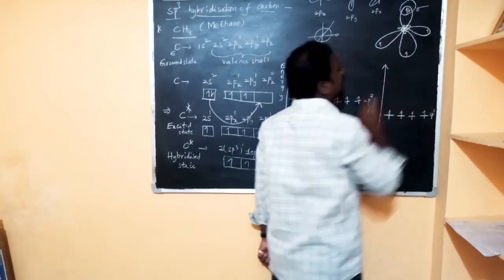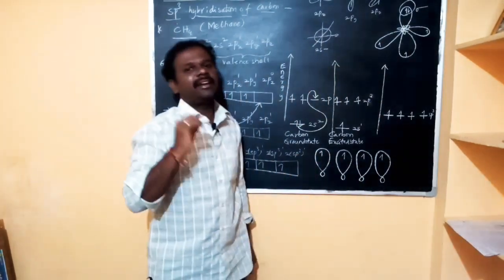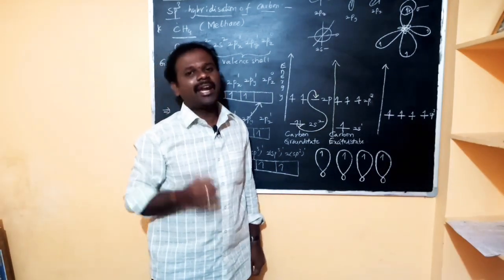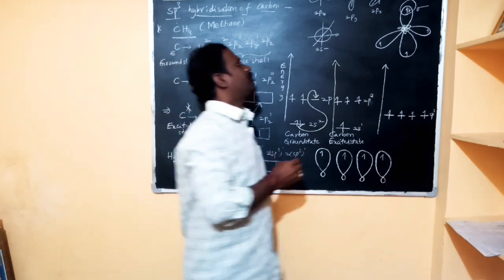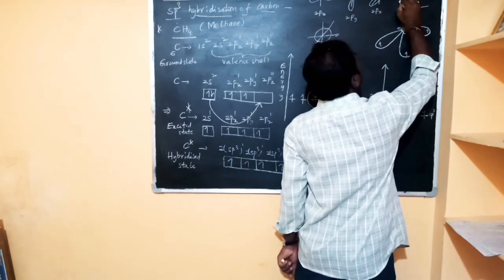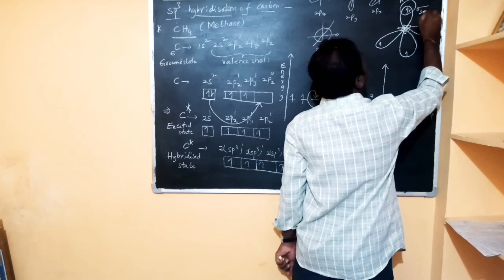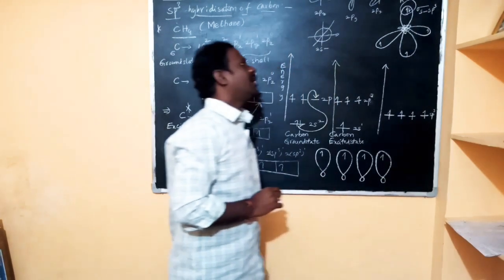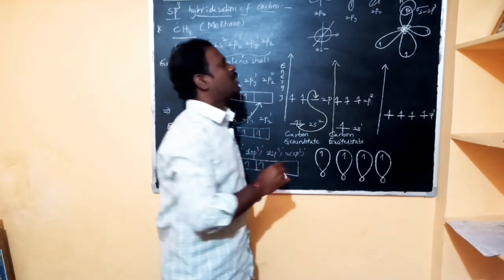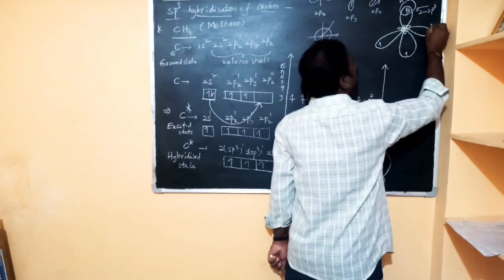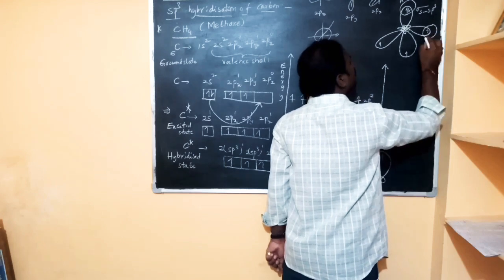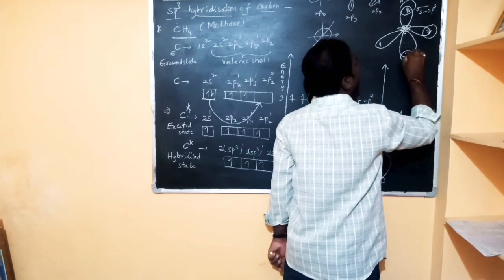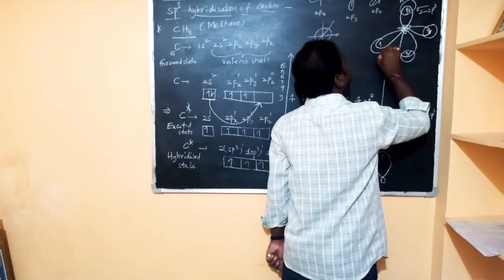sigma bond. Sigma bond formation can take place by end to end overlapping, otherwise called head on overlapping. So here there is a formation of a bond between hydrogen's s orbital and the sp3 hybridized orbital of the carbon. Like that, sigma bond formation takes place. The total number of bonds is equal to 4. There is a formation of 4 sigma bonds.